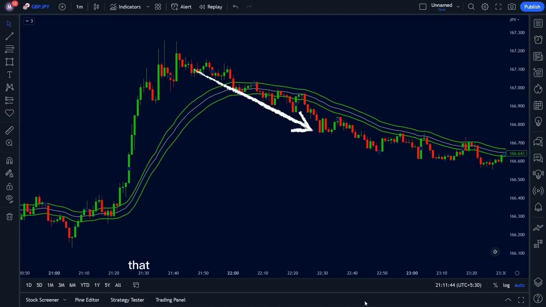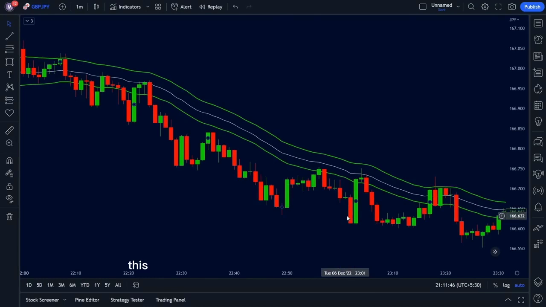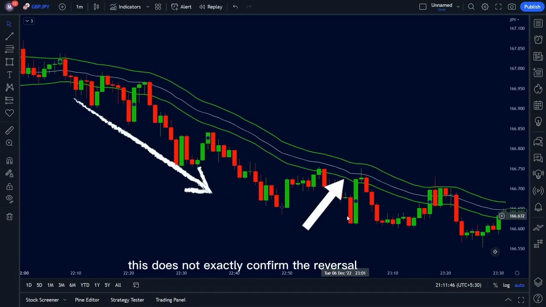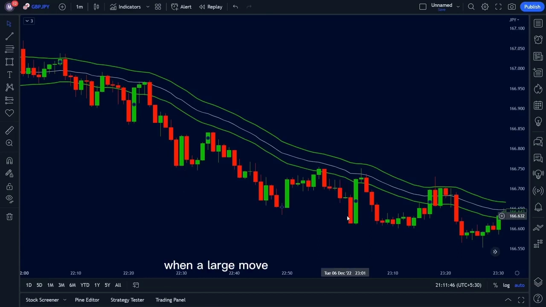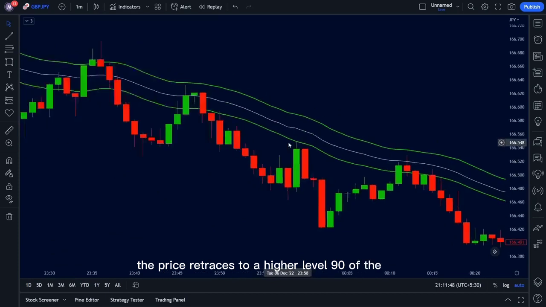The first rule is that the price should cross the moving average zone from above to below. This indicates that the current trend is about to change from bullish to bearish. However, this does not exactly confirm the reversal movement. Price may come back to the previous trend. When a large move like this takes place, the price retraces to a higher level 90% of the time.